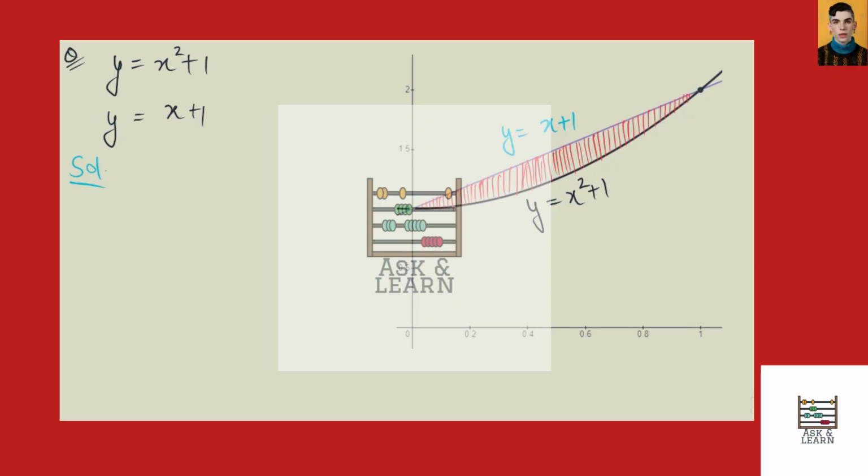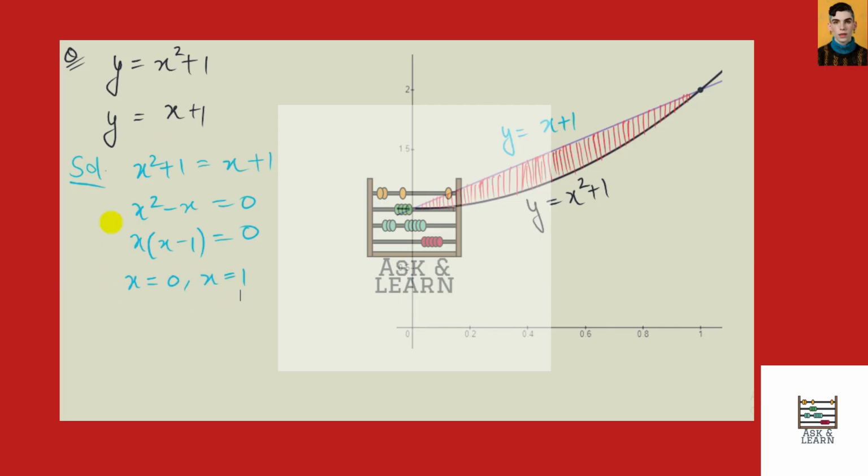Now first of all, we will find the points of intersection for these two curves, and we can calculate the points of intersection by equating these two expressions. So we will get x square plus 1 equals x plus 1, and by simplifying this, we will get x square minus x equals 0, and by factorizing this, we will get x times x minus 1 equals 0, and from here we will get either x equals 0 or x equals 1.